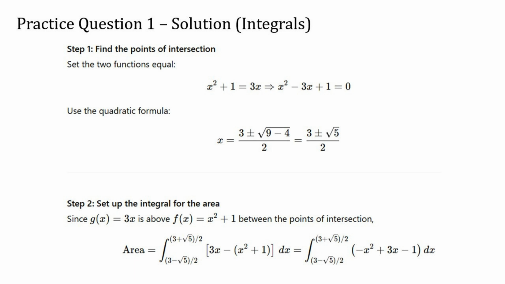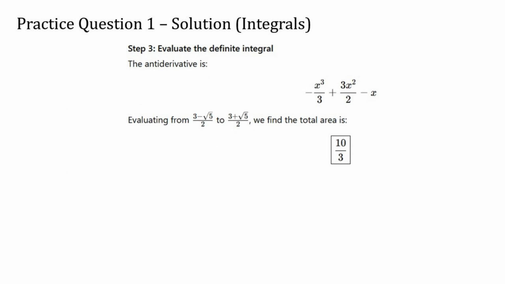Once we have our definite integral set up from the lower intersection point to the upper one, we compute the antiderivative. This involves applying basic power rule integration to each term of the simplified difference between the functions. The result is a single polynomial expression as shown. The final step is to evaluate this integral at the upper and lower bounds to find the total area between the curves. After simplifying, we find that the exact enclosed area is 10/3. This answer matches option C.